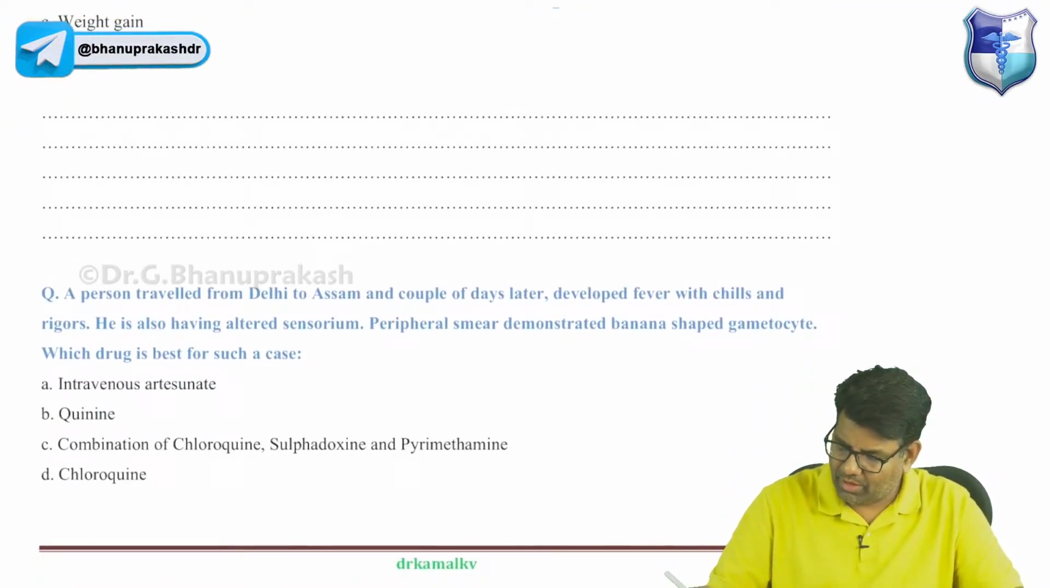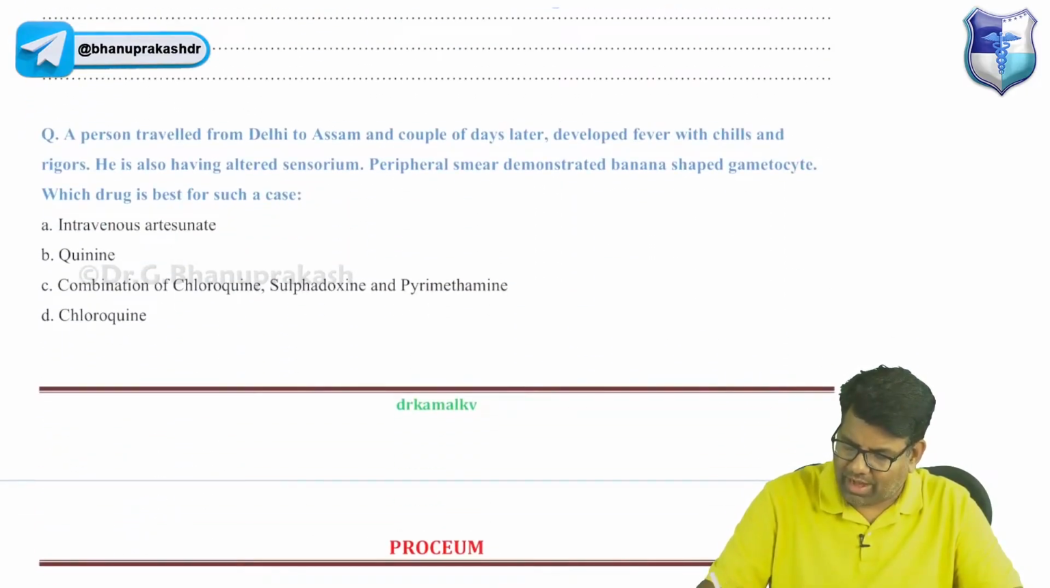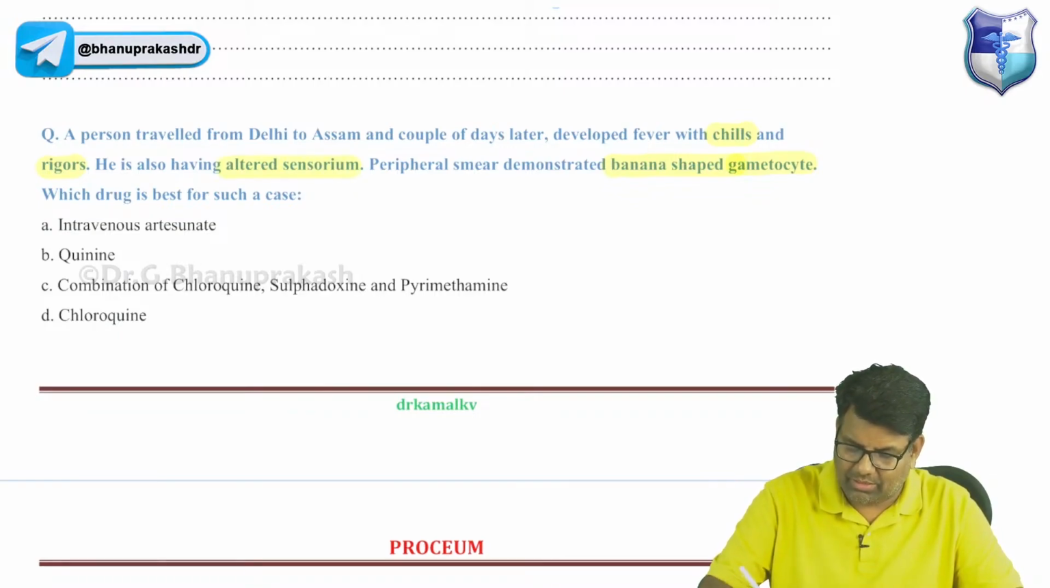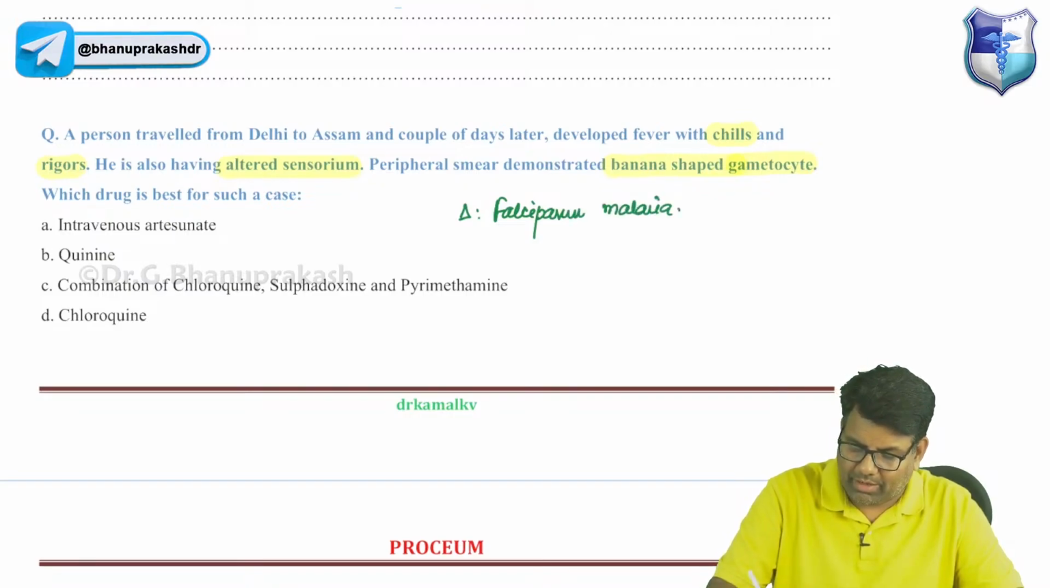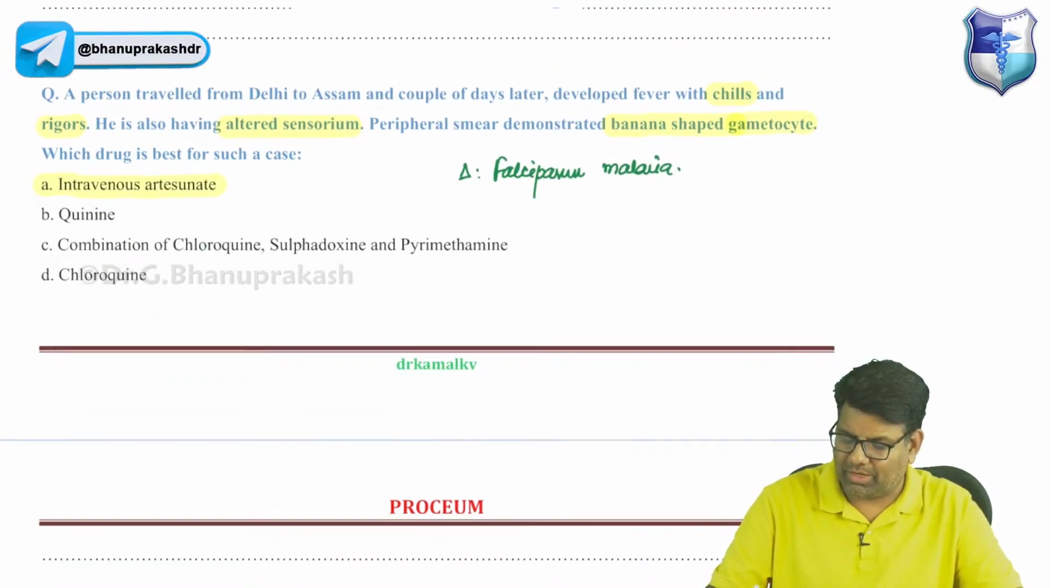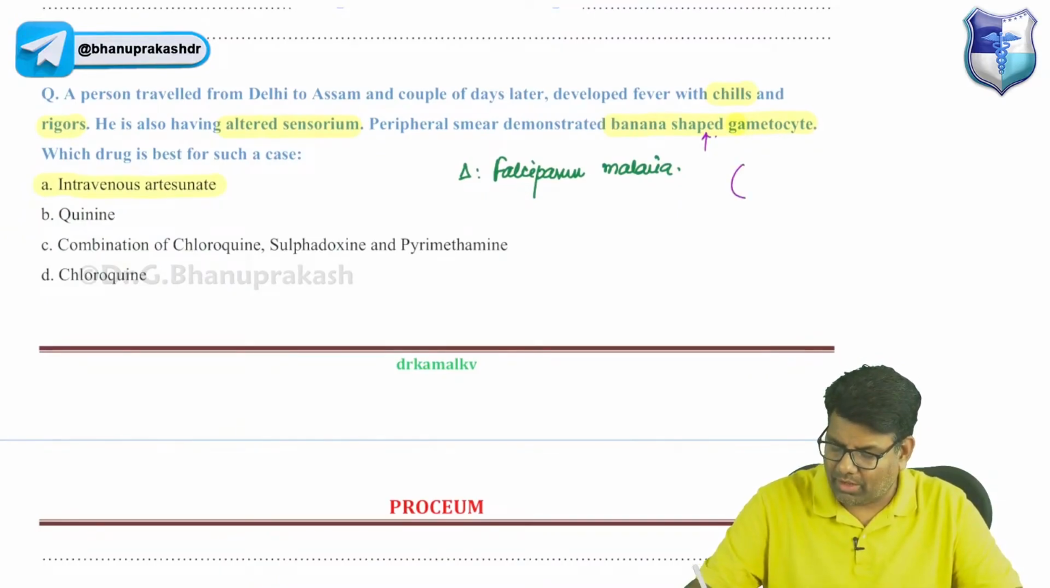Then again, a patient who had traveled developed chills and rigors, and there are banana-shaped gametocytes on the peripheral blood smear, and there is altered sensorium. Yes, this clinical picture is very good. So this is falciparum malaria, and it should be managed by intravenous artesunate. Right. So this is falciparum malaria, and of course you can see the banana-shaped gametocytes.